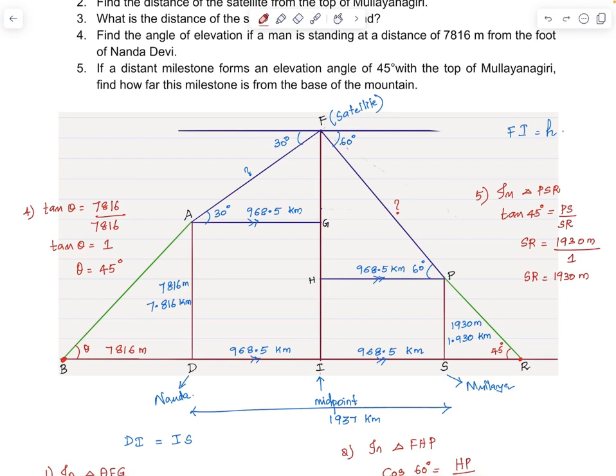For question 4, let me mention with what triangle I am working. This is triangle ABD.